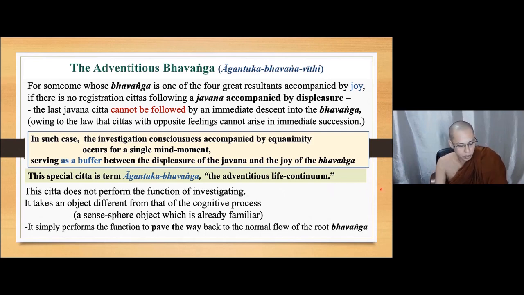In this lesson, I explained about the normal bhavanga, which is called the root bhavanga, and reviewed the patisandhi, bhavanga, and chuti, which were already mentioned in lesson 28. I also gave new information about the registration and javana agreement, the nature of registration, and the special case of the adventitious bhavanga, so that we can understand all types of mental process during the lifetime.